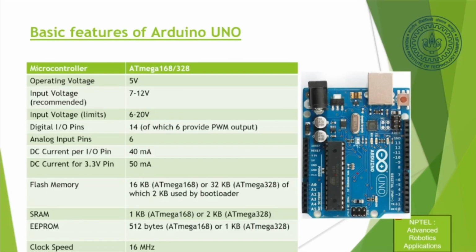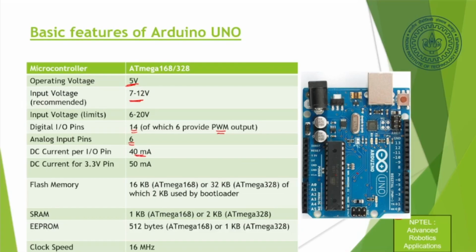Basic features of the Uno. The operating voltage is 5 volts and the input voltage is 7 to 12 volts. It has 14 digital input-output pins, 6 of which provide PWM signals. You have 6 analog input pins. It can give a DC current of 40 milliamperes per pin.